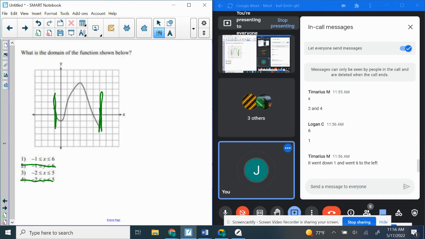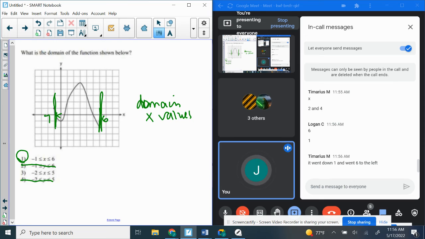So again, if domain is x values, we're just reading the x-axis. How far to the left did it go? That's at negative 1 right there, right? And then how far to the right did it go? That's right there, at that 6. So it went from negative 1 to 6. So our answer is number 1.